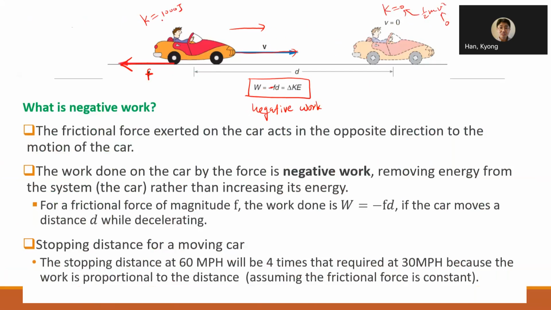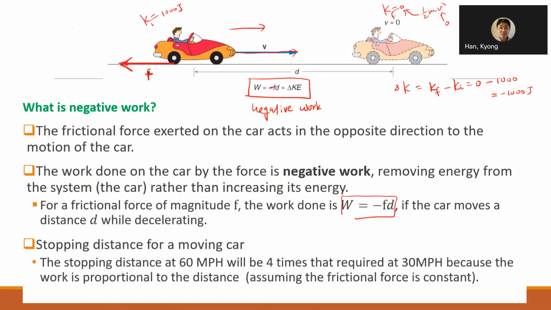Then the change in kinetic energy, with initial and final, is delta K equal to Kf minus Ki. This is 0 minus 1,000 joule, which is negative 1,000 joule. That means a negative change in kinetic energy. It's exactly the same as the work done by the frictional force, which is negative. The work done on the car by the force is negative work, removing energy from the system rather than increasing its energy. For a frictional force of magnitude F, the work done is W equal to negative F times d. Yeah, this is negative.